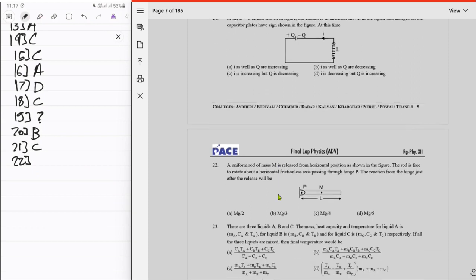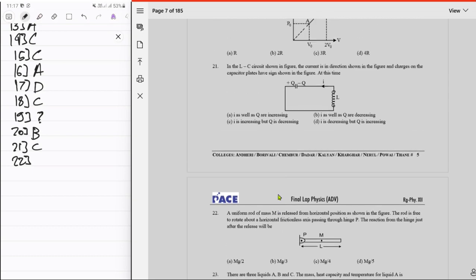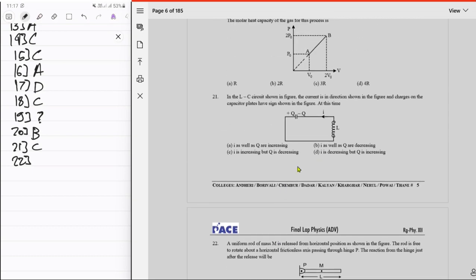A uniform rod of mass m released from horizontal position as shown in the figure. The rod is free to. That was the thing, right? कि कुछ और होता है. I is increasing and Q is. It's like what? Wait. Yeah, well, wait a second.